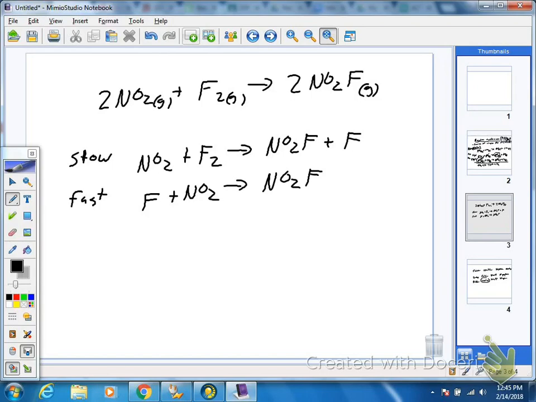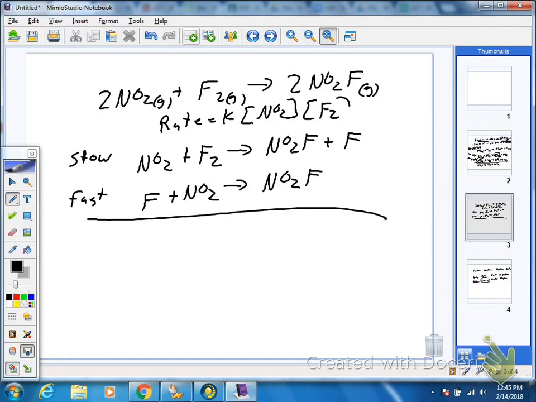So it has to follow two things. When you add them up, it comes up with the overall reaction, and the rate law, and I need to include that. The rate law says it's equal to k times NO2 and F2. So does it agree with the overall reaction? Yeah. Okay, so F cancels. What's F called? Intermediate. So then we got 2NO2 plus F2 is NO2F. So it does match up.